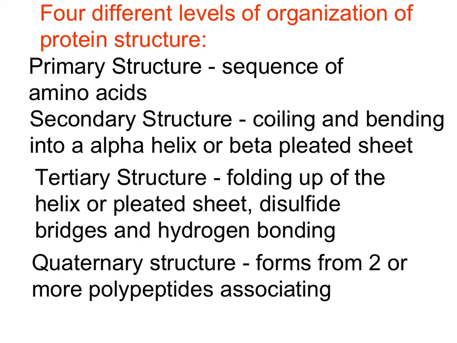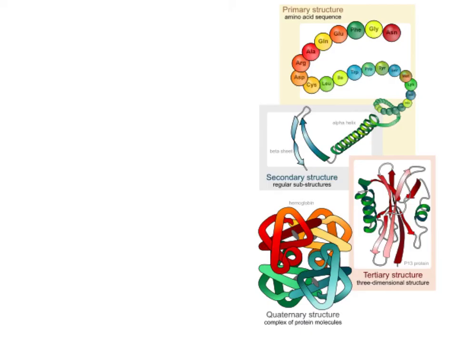So 4 different levels of structure, starting out really simply with our sequence of amino acids. That's called primary structure. And then it coils up or it bends up into the beta-pleated sheet shape. The tertiary structure, that structure will then fold up on itself. We see disulfide bridges and a lot of hydrogen bonding happening to hold it in that shape. And finally, quaternary structure only happens with certain proteins.